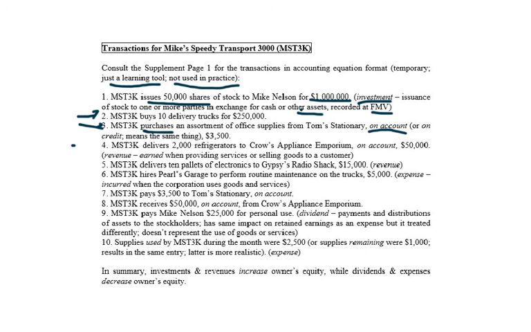All right, for this one here, we're going to see "on account" taking on a different meaning, again, as promised. In this case, MST3K is going to deliver 2,000 refrigerators to Crow's Appliance Emporium on account for $50,000. Okay, so what just happened there? Again, we're going to label this a form of revenue. And again, what's the standard for revenue? Revenue is earned when providing services or selling goods to a customer.